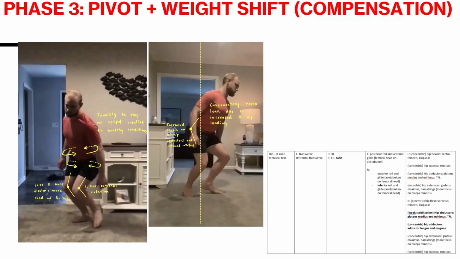When the right medial meniscus is torn, the athlete will compensate to avoid pain. Left hip would move in the transverse plane, and the right hip would move in frontal and transverse plane. The motion of left hip is external rotation, which is in the transverse plane. The motion is open chain, so the femoral head is rolling posteriorly and gliding anteriorly on the acetabulum.